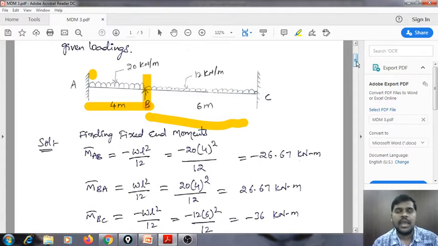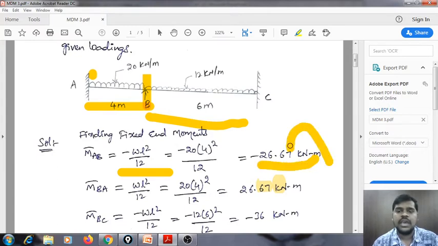So here, as explained in the previous video regarding moment distribution method problem solving, there are a few steps to be considered. The first step is finding fixed end moments. So treating AB as a fixed beam for a UDL, we have M bar AB equal to minus WL square by 12. So that result will be minus 26.67 kilonewton meter.